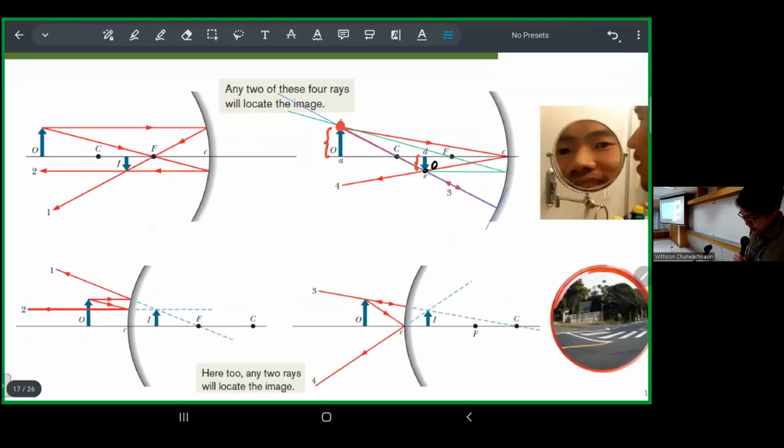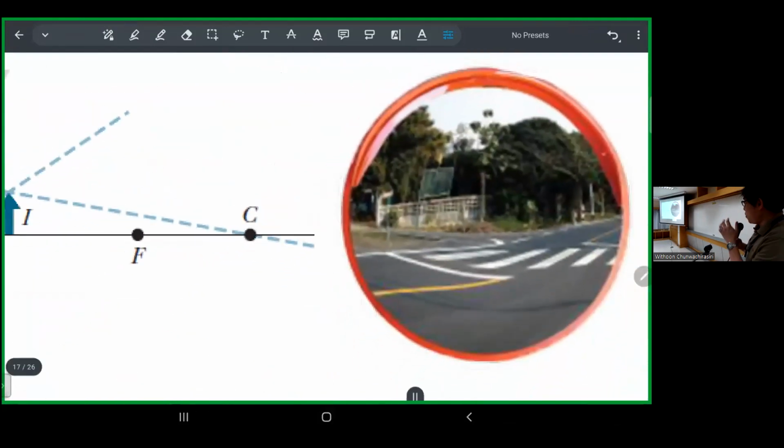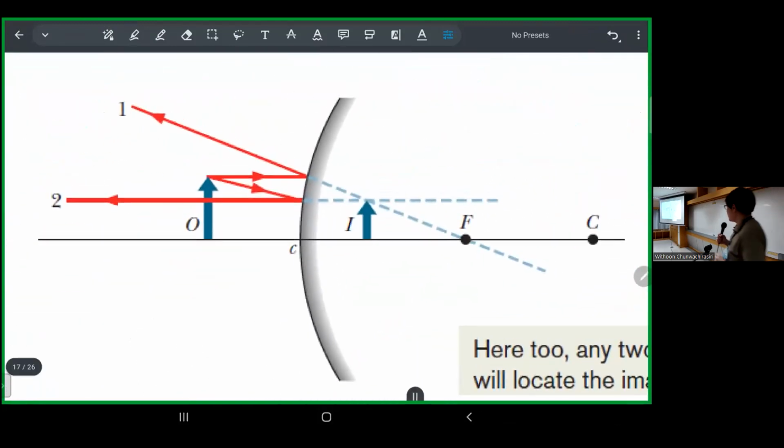And you can understand now, if you have the convex mirror, the one that you see at the street corner, the one where you don't have to look at the other end of the corner and stuff like that. So it's the diverging mirror, right? And if you look at the trace of the rays, now you understand what is happening.